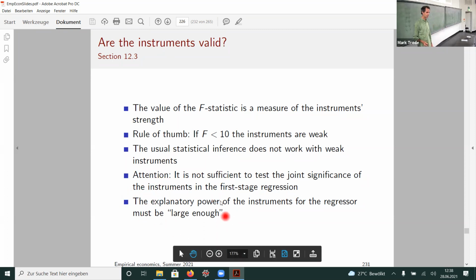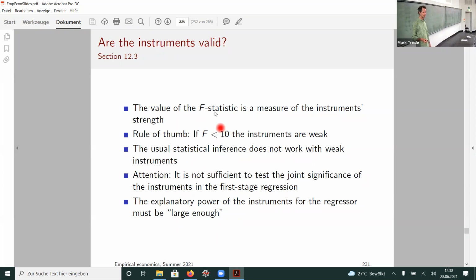Okay. So the explanatory power of the instruments must be large enough. And there's a very easy rule of thumb. What we mean by large enough, we mean that the F statistic is larger than 10. That's, in a way, easy to calculate. It's just spit out by any computer package. So that's the relevance.